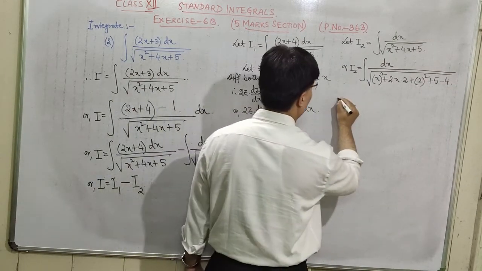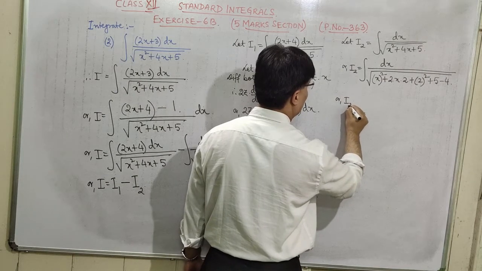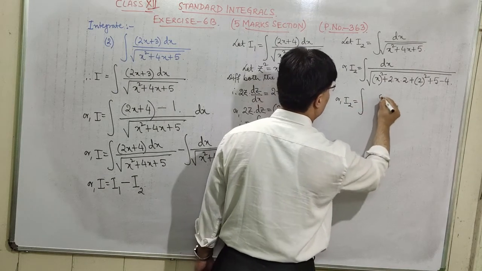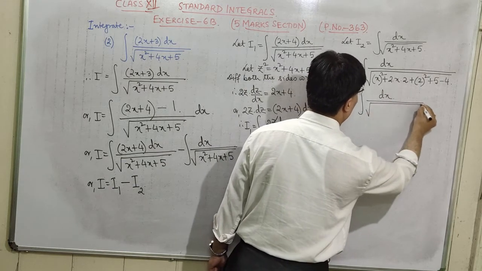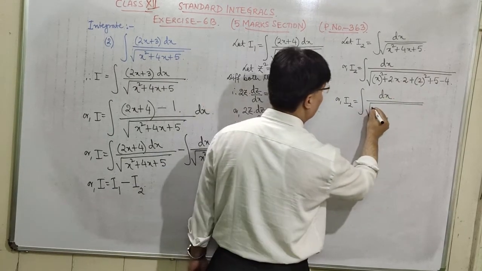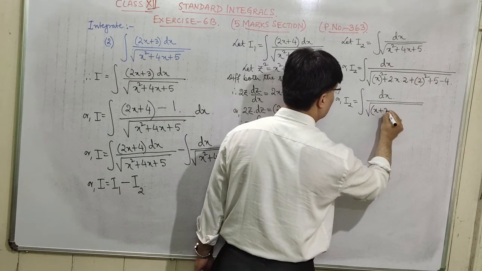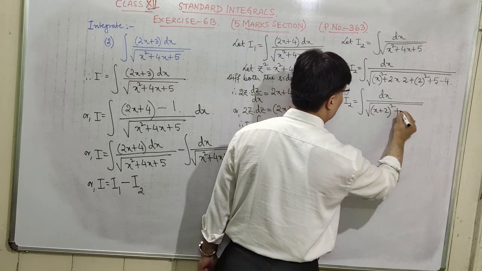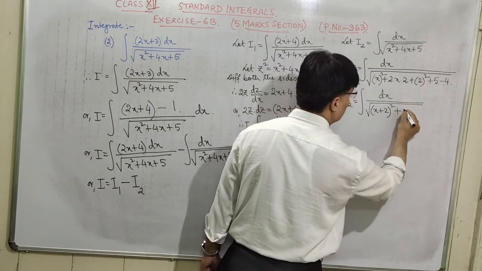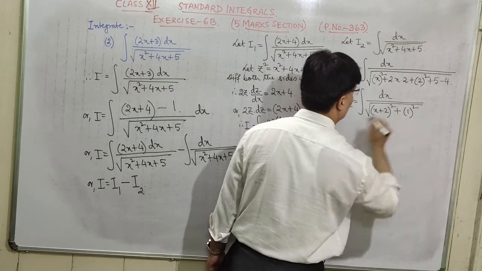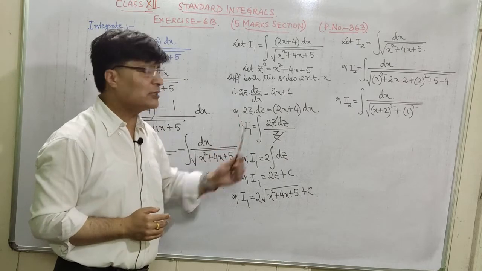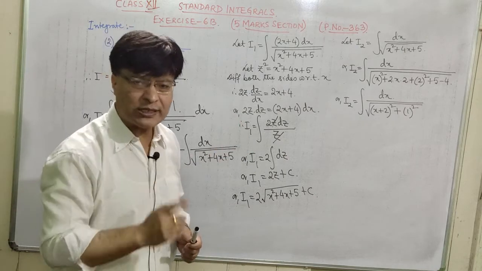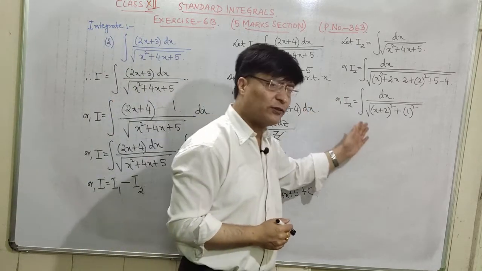So I2 is equal to the integration of dx divided by the square root. What is the formula you can use here? This is x plus 2 whole square plus, what is 5 minus 4? That is 1. So you can write here 1 whole square. Is that clear? So now this is the standard form. Which standard form is this one? This is the fourth standard form.